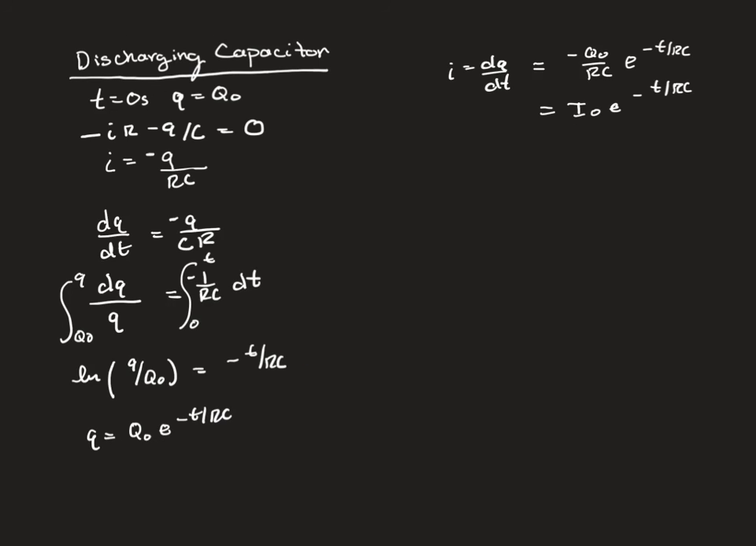So we're left with this idea that when we're discharging the capacitor, the charge is going to exponentially decay now. And if I take the derivative again, because current is equal to dQ/dt, I'm left with the idea that the current is also going to exponentially decay in this case.